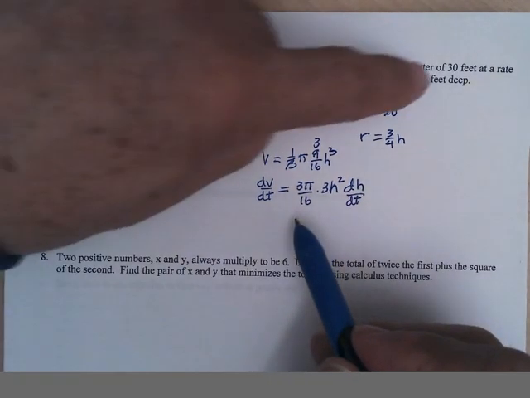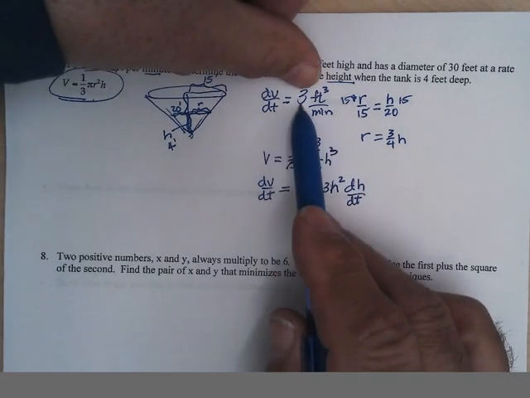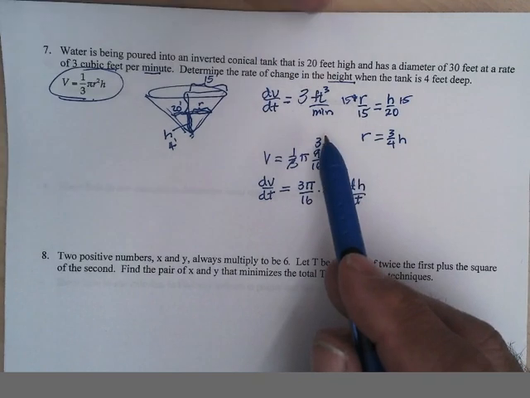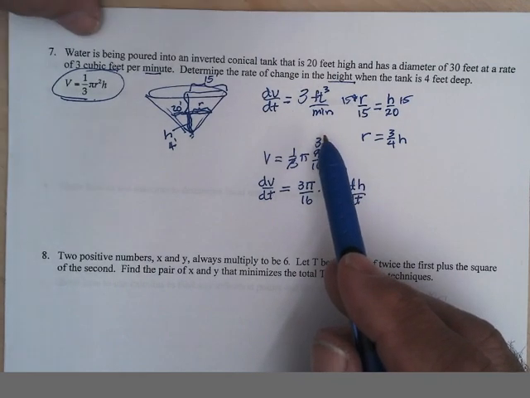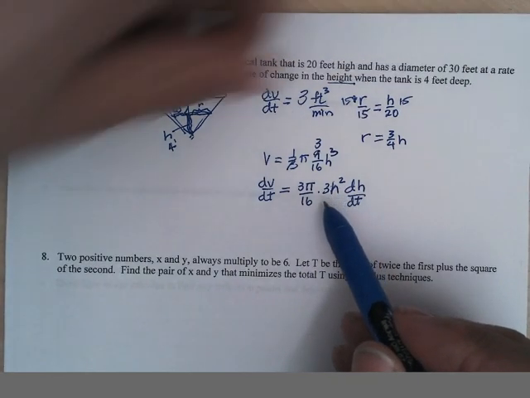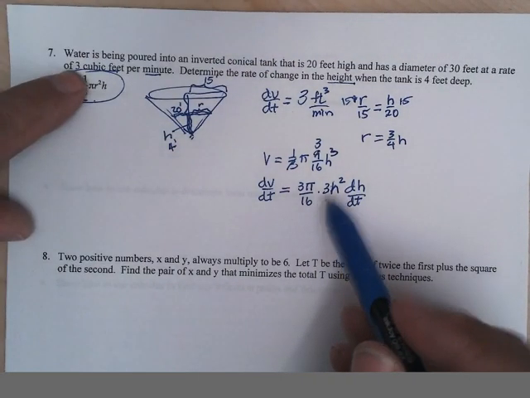So, they told me that dV/dt, the rate at which water is being put in, was it water? Yeah. Was at a rate of 3 cubic feet per minute.